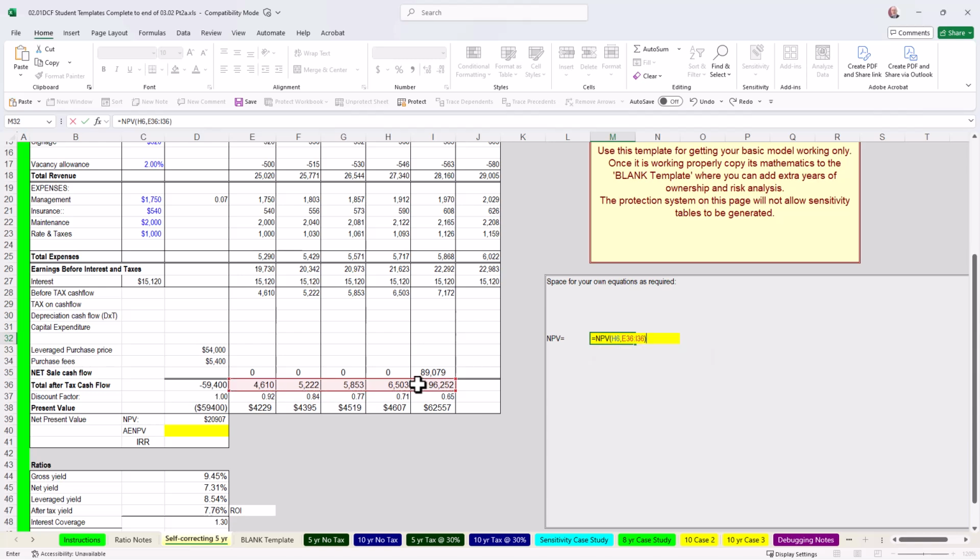I will close that. And of course, on top of those future values, I want to net those against the present cash flow, which is minus 59,000. And so that gives us $20,907.28, and you'll notice it gives us exactly the same number as here.